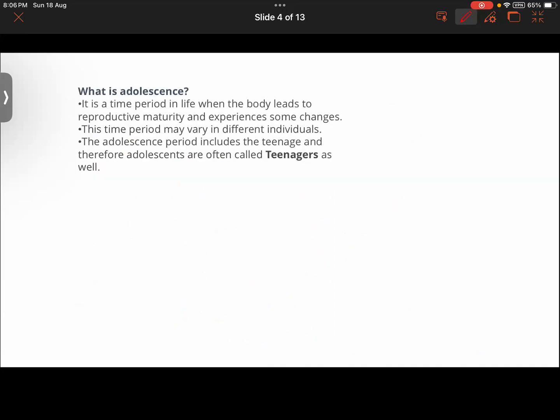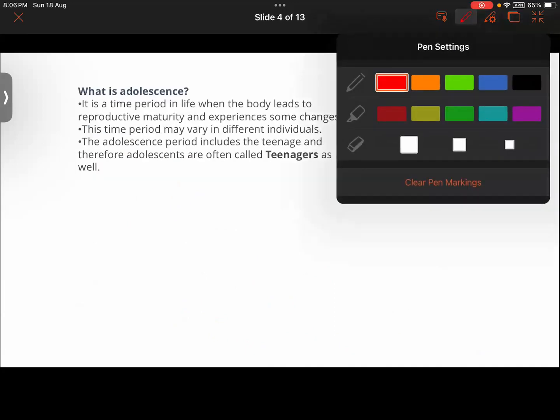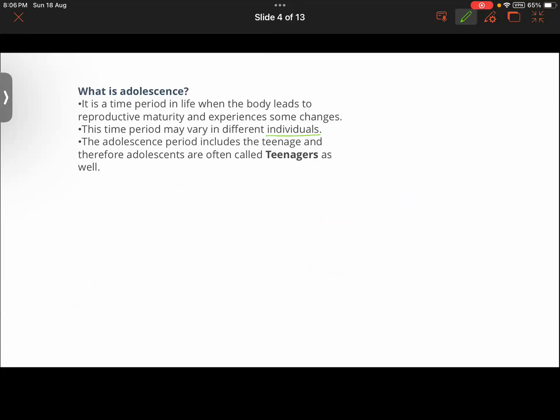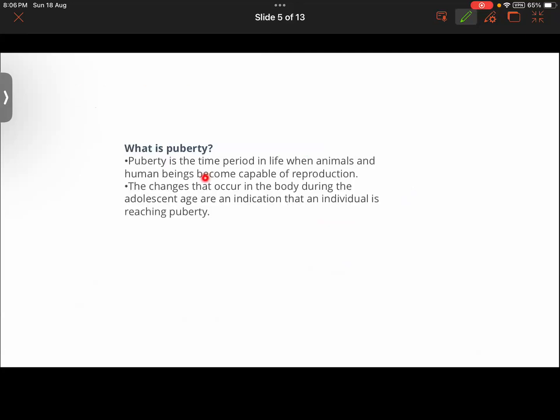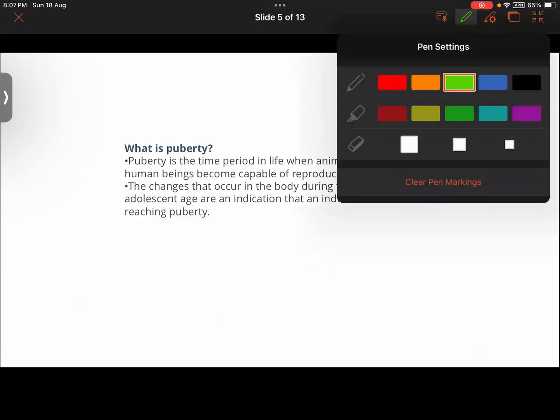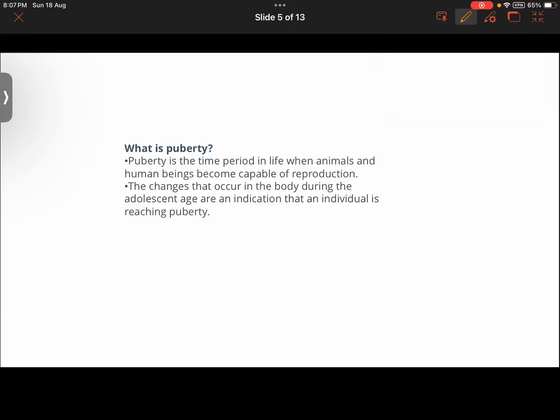This time period also may vary in different individuals. Some of them can attain puberty earlier, while in some of them it can be delayed. It is that period in the life of an animal or any human when they become capable of reproduction. The changes that occur in the body during this adolescent age are an indication that an individual is reaching puberty.